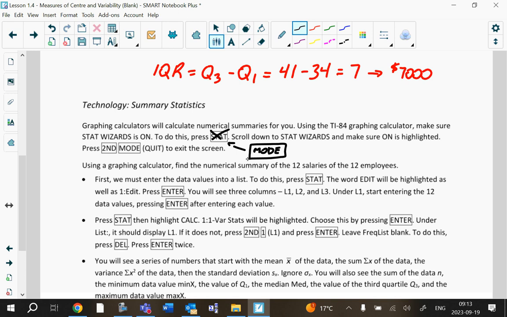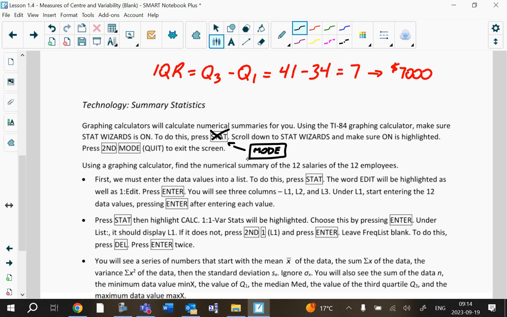Okay. So if you have all those entered, you're going to go back to Stat. Press Stat. But this time, instead of Edit, you're going to scroll over using the right arrow to Calculate. The arrows are to the upper right. And number 1, one variable stat should be highlighted. Just follow along. Enter.